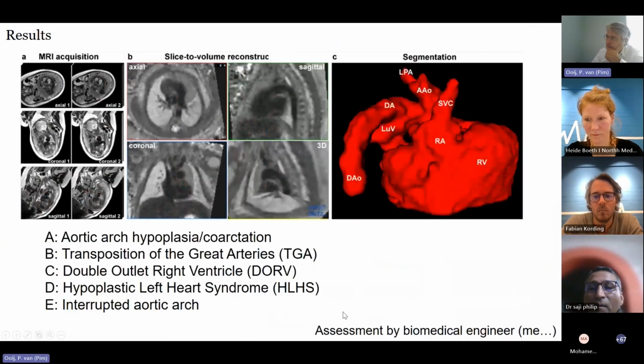But anyway, if we look at this from a different perspective, then I again have a poll for you, Heide, if you would help me out here. There we go. Is it A, an aortic arch hypoplasia or coarctation? Is it a TGA? Is it a DORV? Is it an HLHS? Or is it E, an interrupted aortic arch? Can I please have your vote, please?